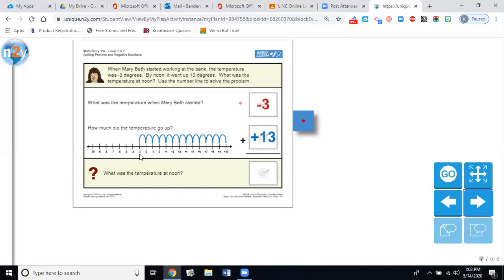Okay, so we're going to move up 13. Okay, starting at the -3. 1, 2, 3, 4, 5, 6, 7, 8, 9, 10, 11, 12, 13. Where are we? It looks like we're at the positive 10.